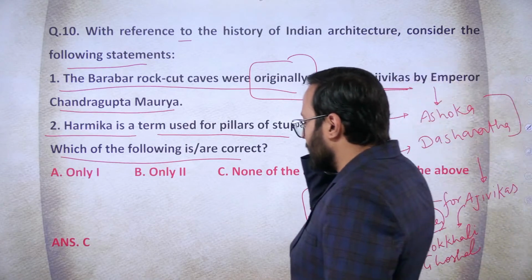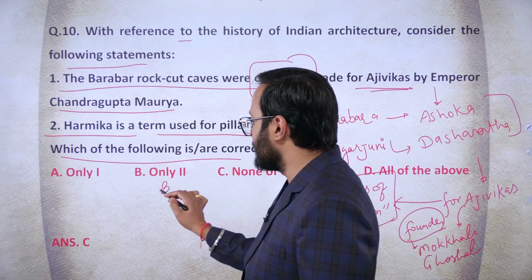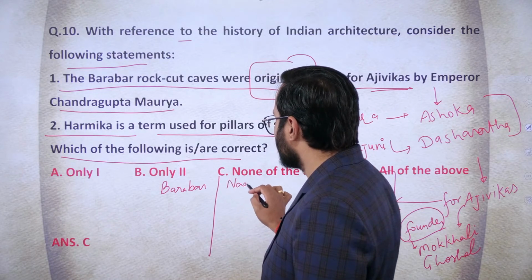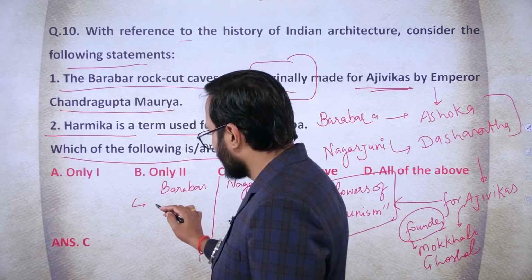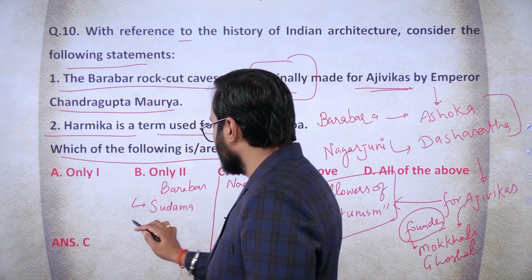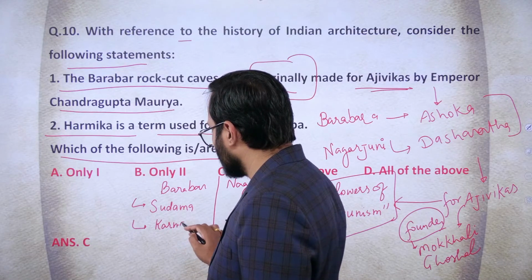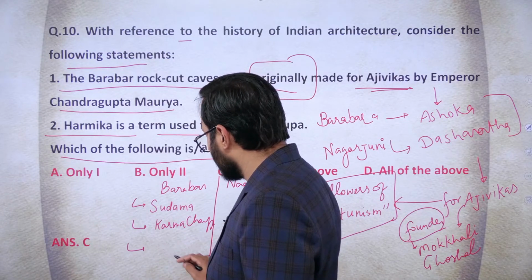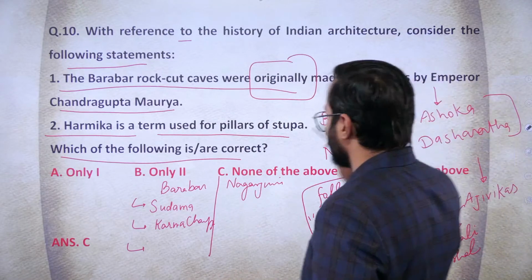Apart from them, let me describe the major caves at Barabar and Nagarjuni. Barabar had caves like Sudama, Karna Chopar, okay, Karna Chopar, Vishwa Jhopadi. No, Sudama was not here, sorry. Just a second, everyone.